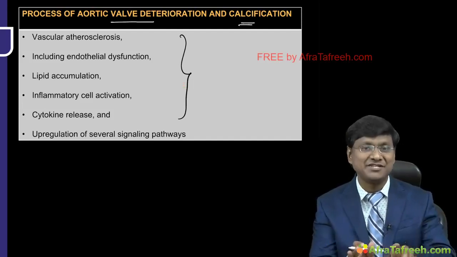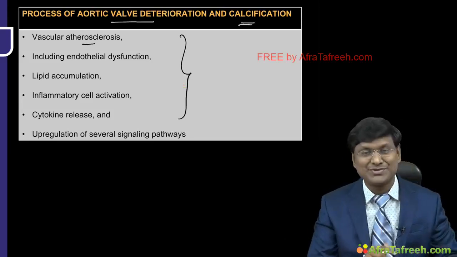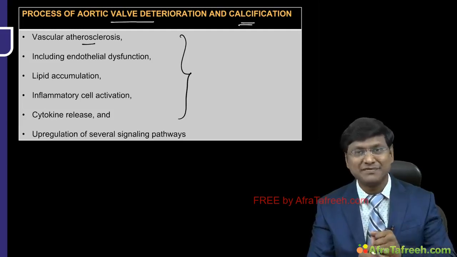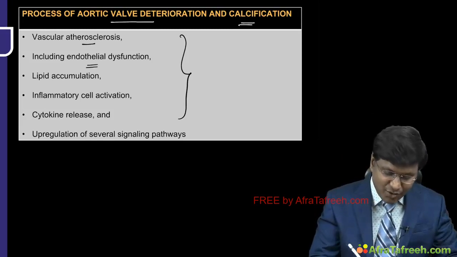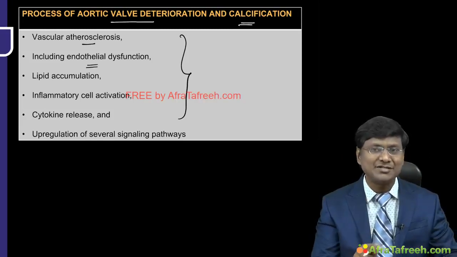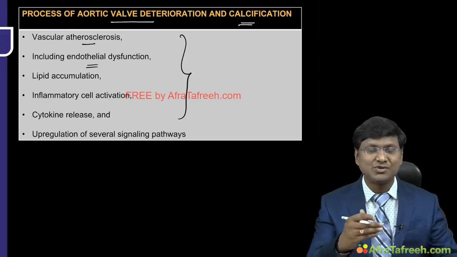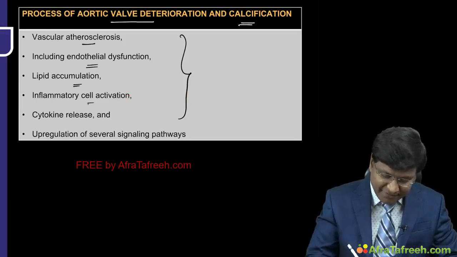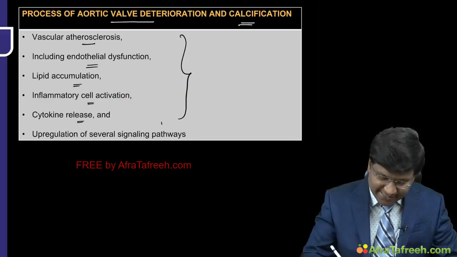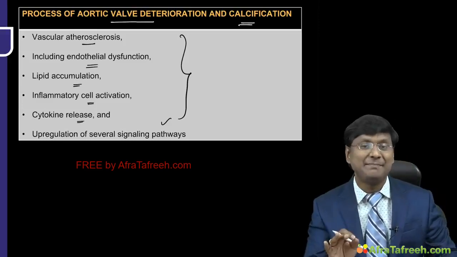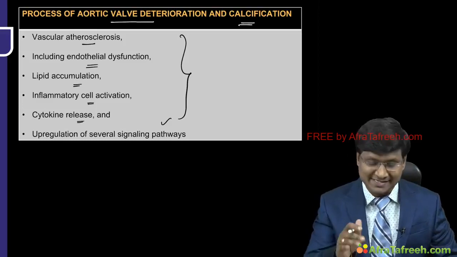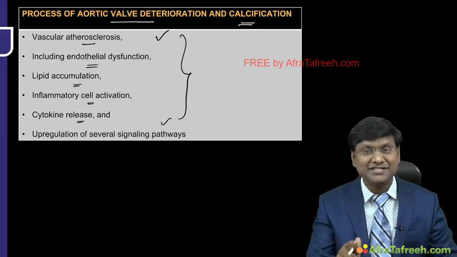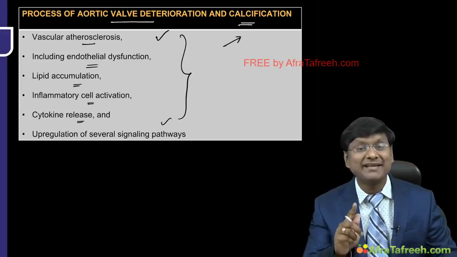It shares many features with, number 1, vascular atherosclerosis. Those individuals who have atherosclerosis are at increased risk of development of aortic stenosis. And endothelial dysfunction. Once there is endothelial dysfunction, there is lipid accumulation that can also progress to the development of aortic stenosis. Then the lipid accumulation, inflammatory cell activation, cytokine release, and upregulation of several signaling pathways. So these are the various mechanisms by which there will be aortic valve deterioration and as well as aortic valve calcification.